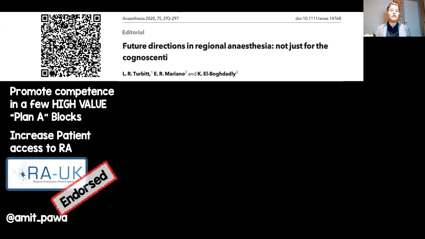So what am I talking about? Well, back in 2020, there was an editorial written in Anaesthesia by some well-known regional anaesthetists. And essentially, the strap line of that editorial was that it's really worthwhile promoting a few high-value Plan A blocks that allow more and more patients to get access to regional anesthesia.